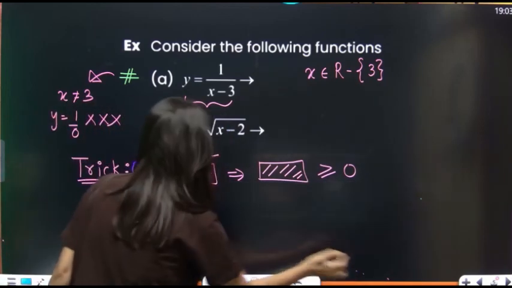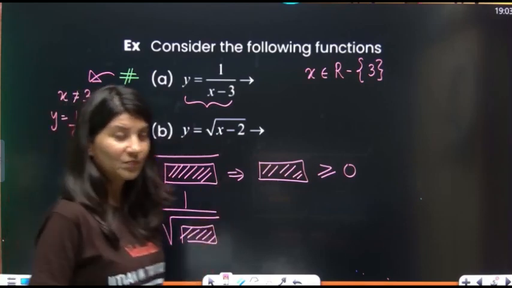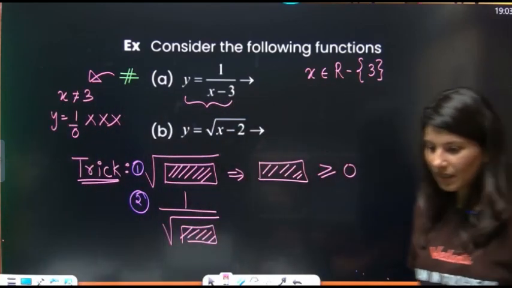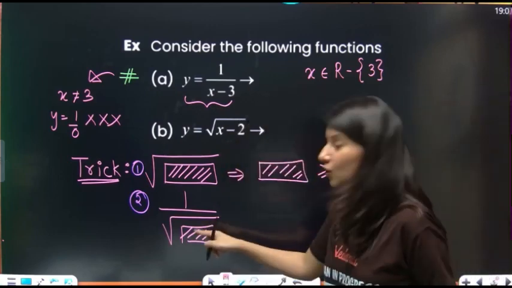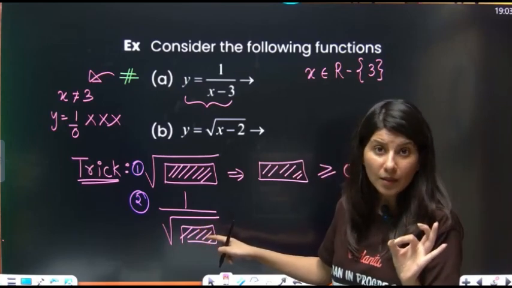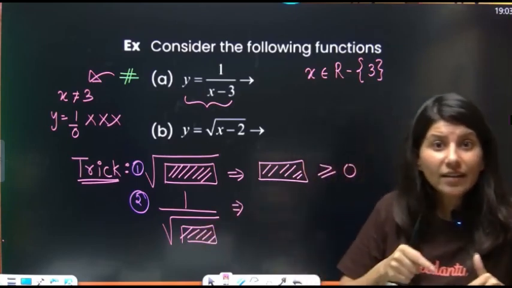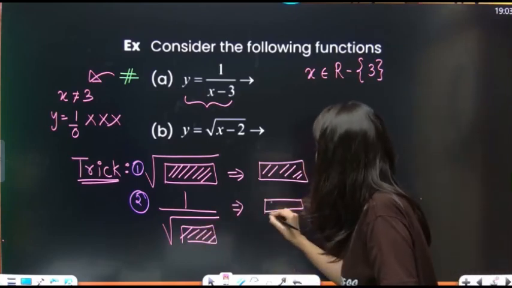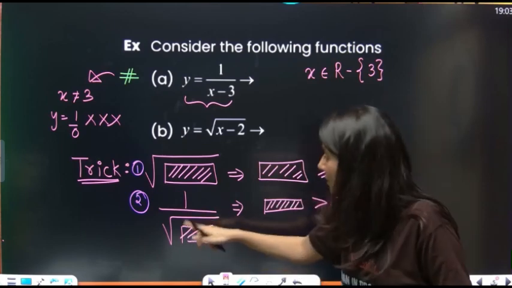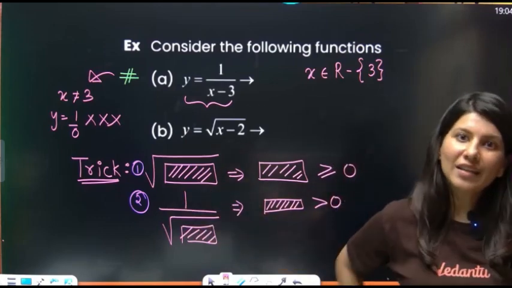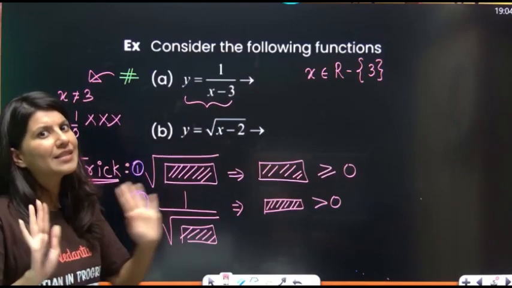Second thing is, if you see any square root in the denominator, now there is a twist. If the square root is in the denominator, then take out the expression which is inside the square root and make it strictly positive, because this cannot be 0. If this becomes 0, 1 upon 0 will become not defined again. But when your square root is in the numerator, can it be 0? Square root of 0 is actually allowed.